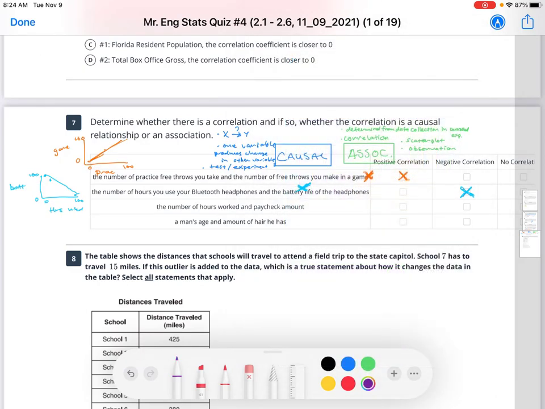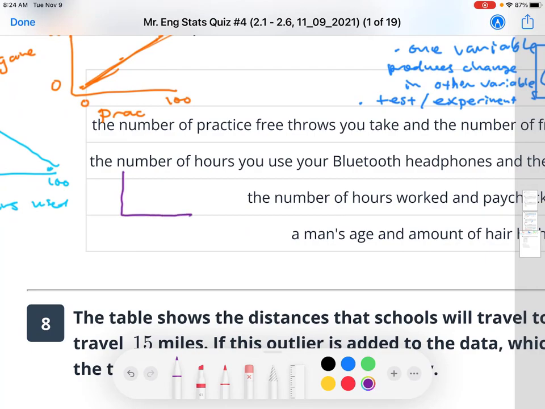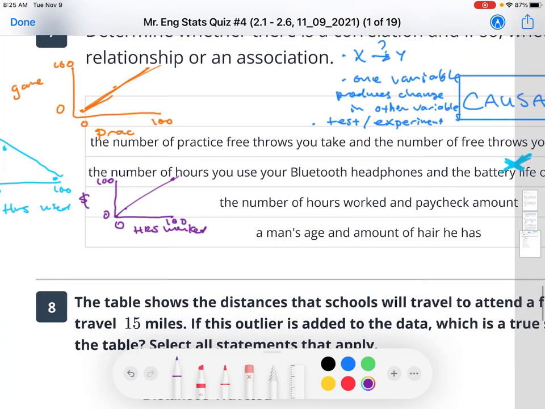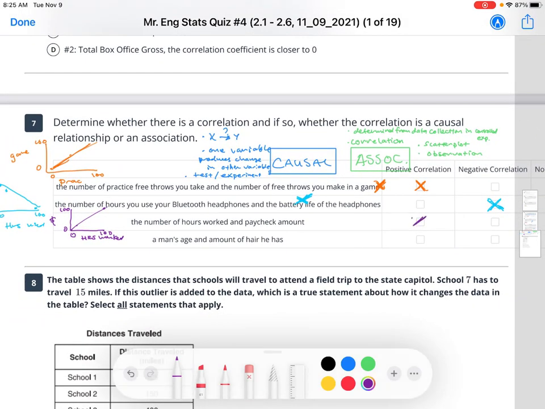Okay, the third one, the number of hours worked and paycheck amount. So if I worked at Jamba Juice, hours worked 0 to 100, and my paycheck $100 to 0. If you work 0 hours, you have 0 money. Work 1 hour, you have like $10. Well, $6.25, that's how much I made. And then 100 hours, you're going to get lots of money, like $100, right? So what do you have? You have a positive correlation.